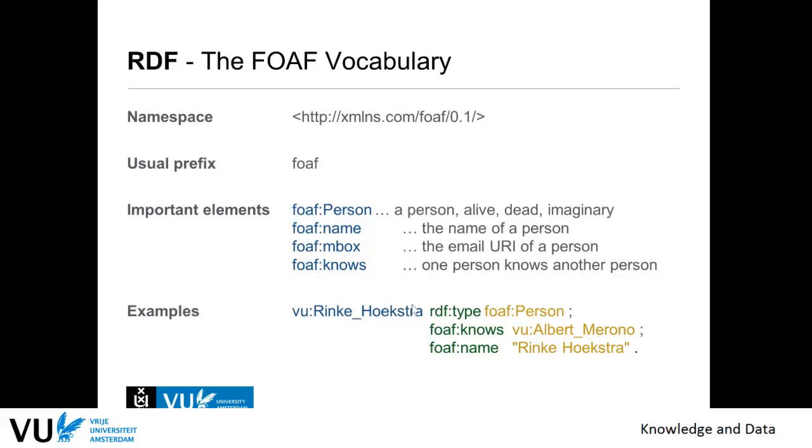So that, for example, Rinke, he's of type person, and he knows someone else at the VU, and he has a name, which is a string. And because we use this vocabulary, everybody else who sees this knows what this is supposed to mean. And that doesn't mean that you can formally, semantically derive anything from this, because FOAF person does not say anything about what person is, but at least many people agree on using this so that you can query for this in an interesting way.